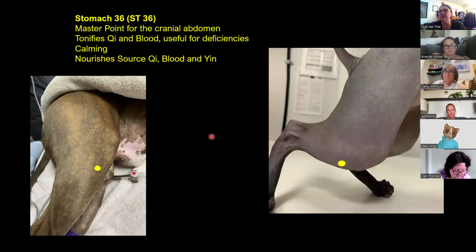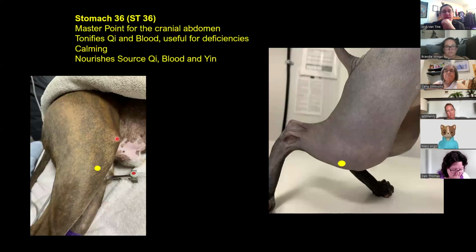Stomach 36, I think stomach 36 I saw somewhere is Neil's favorite point. It is on the hind leg, and I made the location of the points in this slide yellow rather than red because this dog here was under general anesthesia, and this is an EKG lead, which has a red dot on it, so I didn't want to get that confused with where the acupuncture point is.